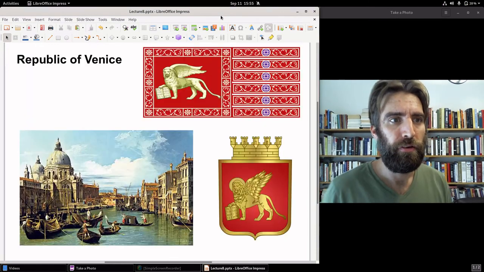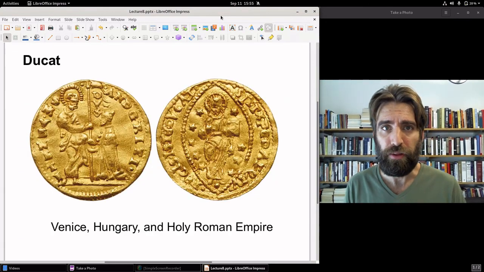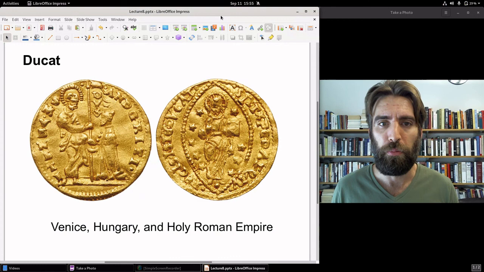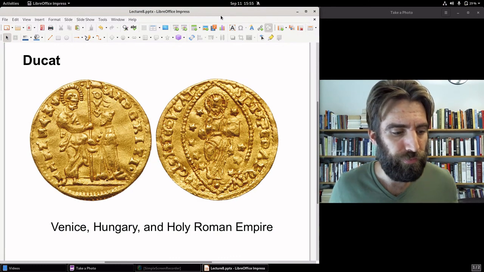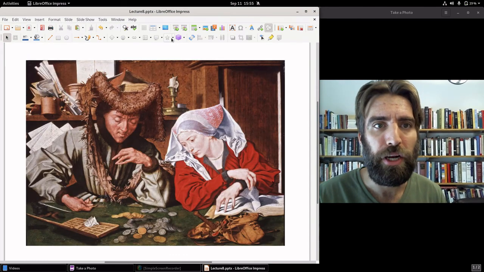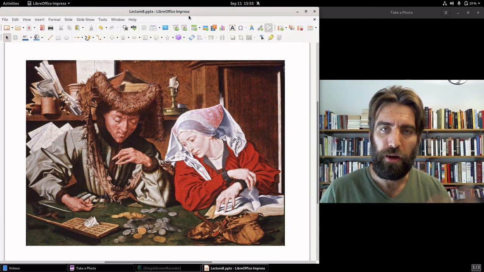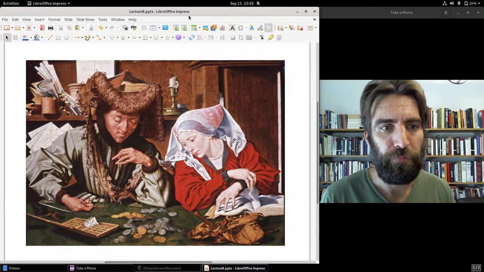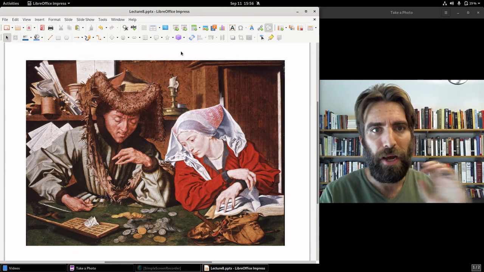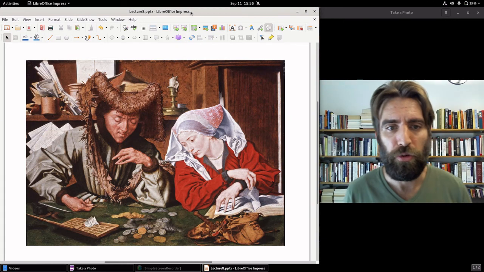The other city-state, Venice, the Republic of Venice. In Venice, they used the ducat. The ducat was a gold coin, and it was also used in the Kingdom of Hungary and in the Holy Roman Empire. Pictured here is a banker of sorts, a money changer. Because each Italian city-state issued its own coin, there was quite a high demand for money-changing services. This man probably accepted coins on deposit and then changed them out for local coins, and probably bought and sold bills of exchange, which we'll get to in a moment.